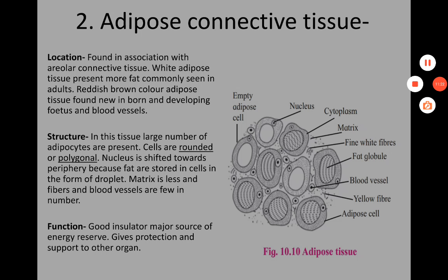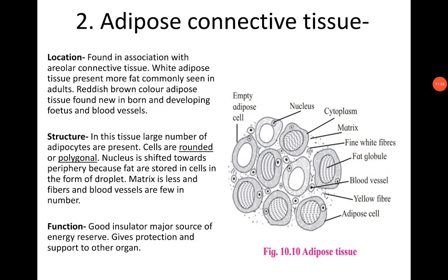It is found in association with the areolar connective tissue. White adipose tissue is more commonly seen in adults. Reddish brown adipose tissue is found in newborn babies and the developing fetus, and blood vessels are the location of adipose connective tissue. Structure.